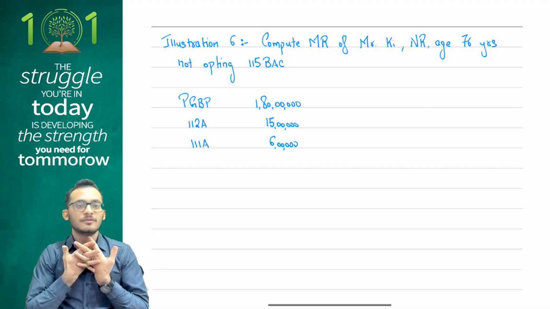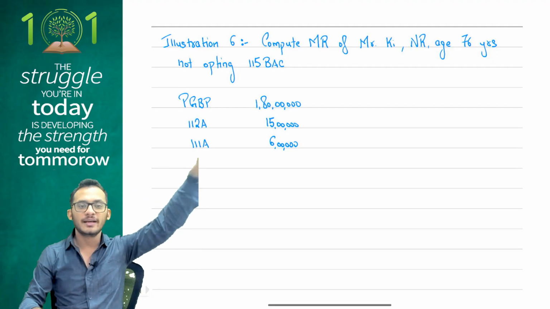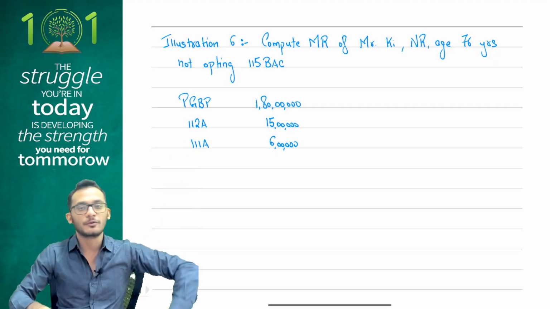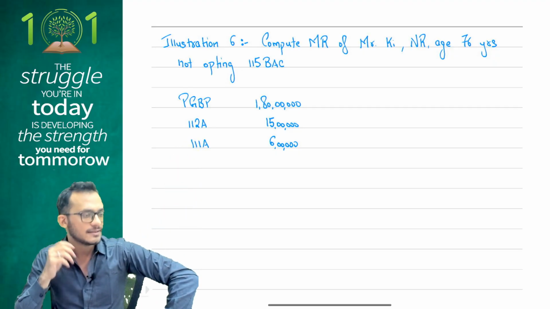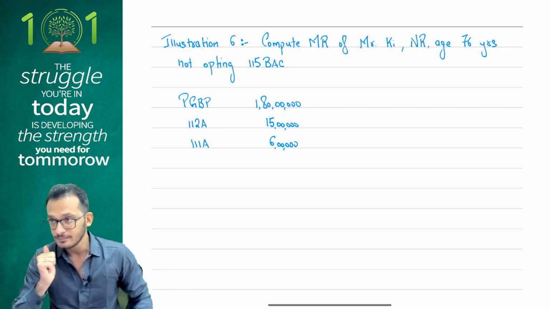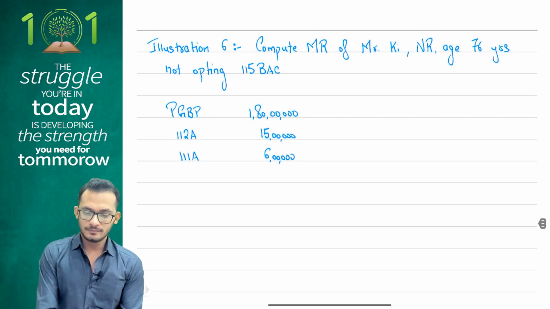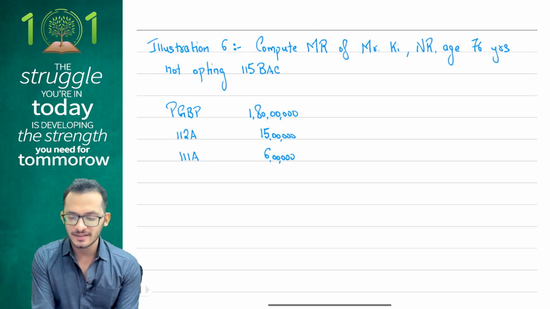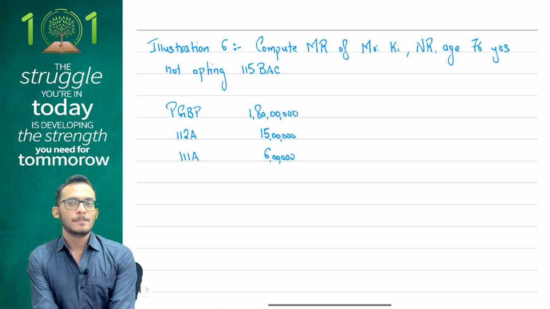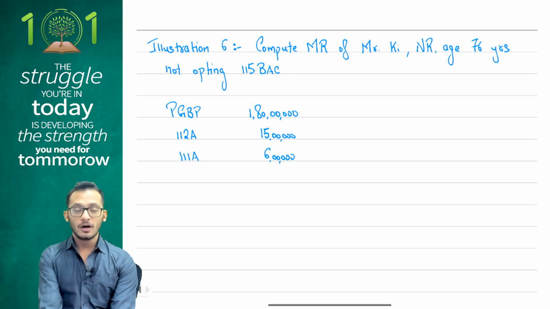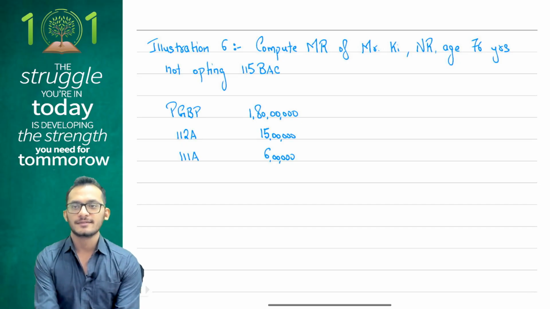Okay, just note down. So people, both the questions, the 5 which you did and the 6 which you're doing right now, you have to compute MR and bring back to me in the next class. Yes, note down quickly. Compute MR of Mr. Key, who's a non-resident aged 76 years, not opting for 115BSC.